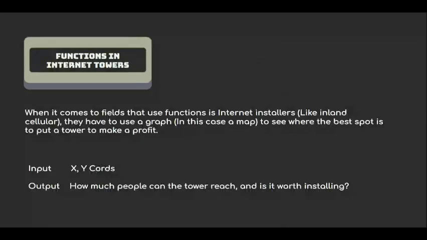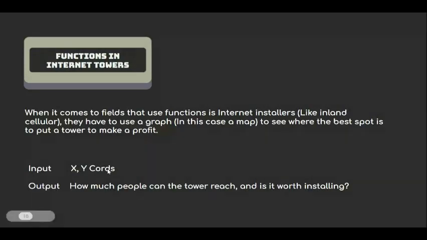For example, we have internet towers. This is a weird example, but when it comes to Indian Cellular or places like that, they have to install towers. They have to use a graph or a map to see the best spot to put a tower to get more internet to more people to make a profit.